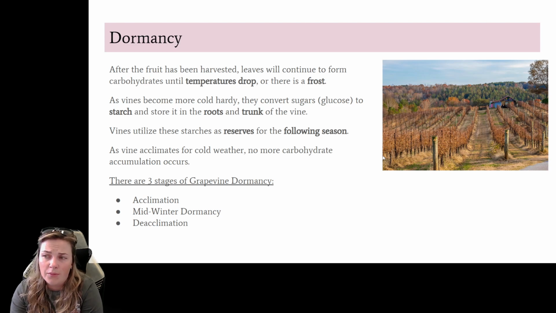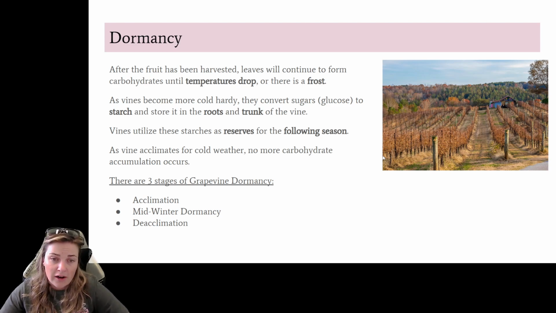The vines will be signaled to become more cold hardy to survive the winter. So they'll convert their sugars to starch and store it in the roots and trunks of the vines. These are the reserves we were talking about that need to be present for those flowers to be produced the following spring, right? As the vine acclimates to the cold weather, no more carbohydrate accumulation occurs. Whatever they have in their reserves, just like a bank account, they keep through the winter, and then hopefully it's enough to get them started in the spring, right?